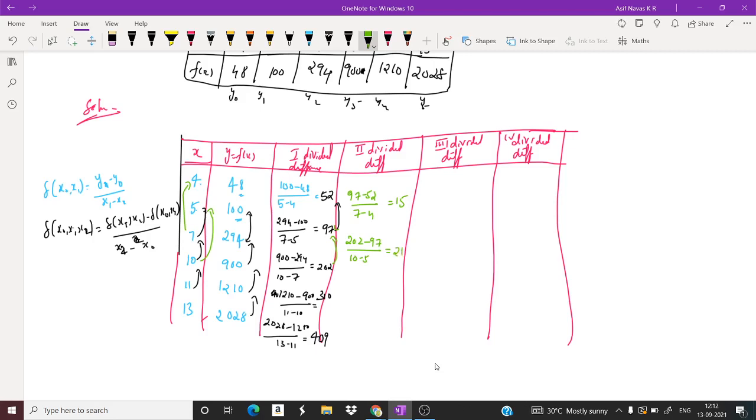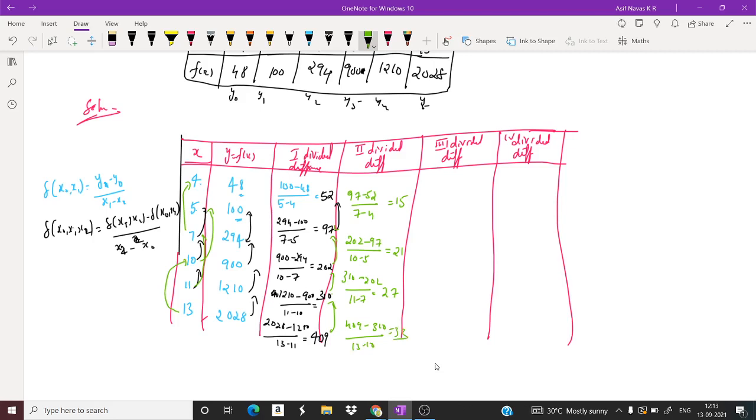Similarly, this 310 minus 202 divided by 11 minus 7. So that is equal to 27. And last, 409 minus 310 divided by 13 minus 10, that is 33.